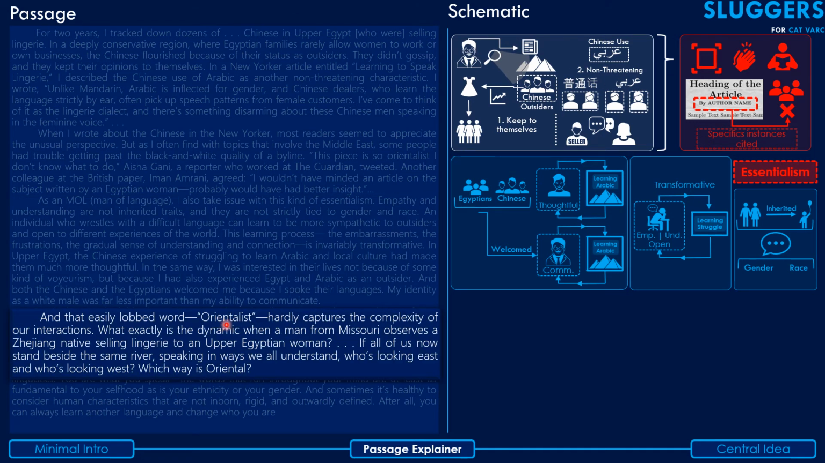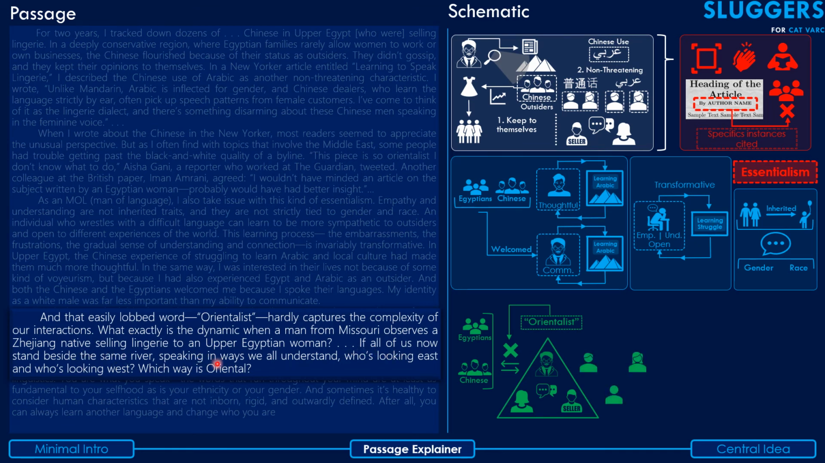Okay, coming to the fourth paragraph: "And that easily lobbed word Orientalist hardly captures the complexity of our interactions. What exactly is the dynamic when a man from Missouri observes a Jizang native selling lingerie to an Upper Egyptian woman? If all of us now stand beside the same river, speaking in ways we all understand, who's looking east and who's looking west? Which way is Oriental?" That, guys, is the reading of your fourth paragraph.